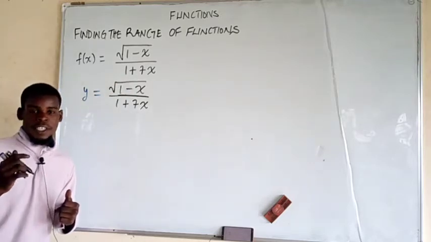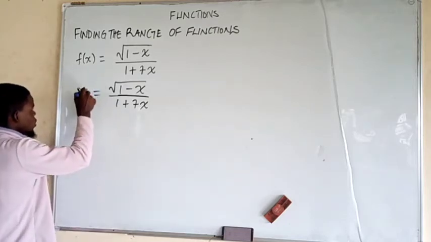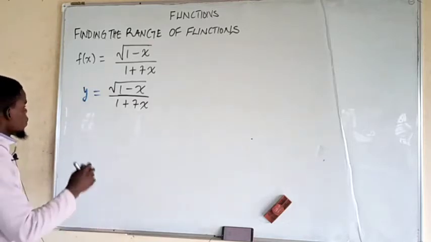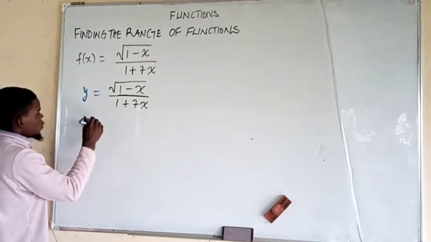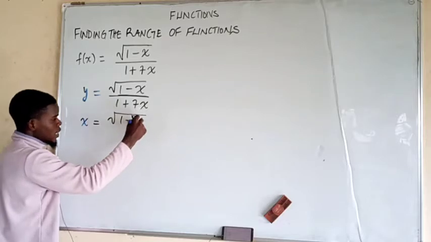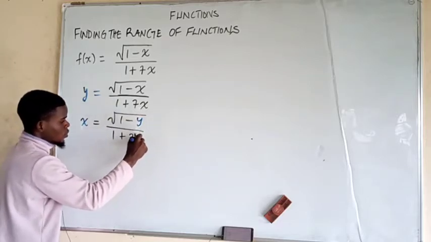The next thing we'll do, after replacing f of x with y, is interchange x and y. By interchanging x and y, we want to find the inverse of the given function. In place of x, we put y, and in place of y, we put x, so x equals the square root of 1 minus y, over 1 plus 7y.